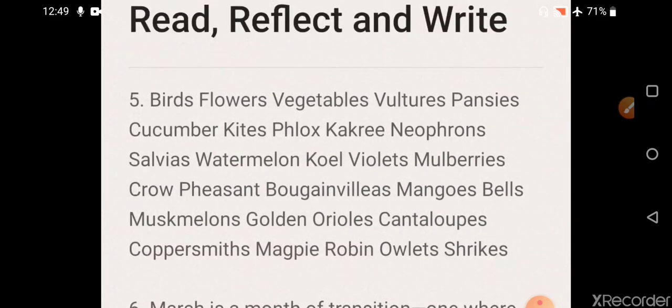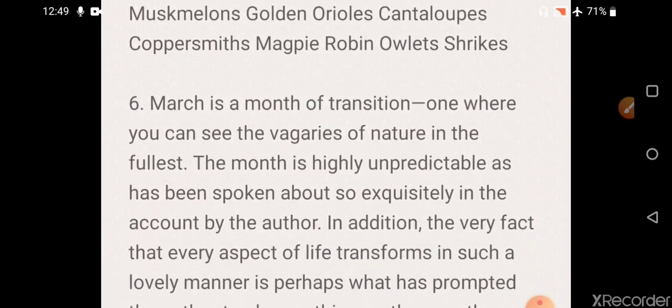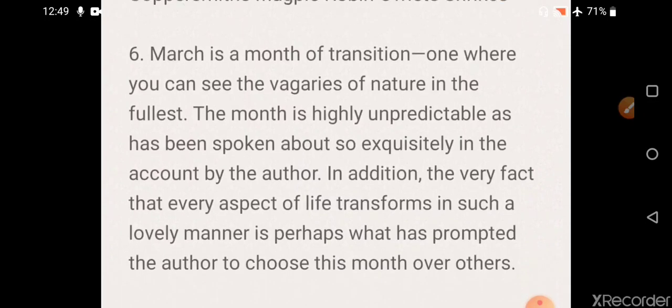These are the birds, flowers and vegetables that are found in Delhi in the month of March. Question number 6. Why do you think the narrator chose to describe the month of March and not any other month? Give reasons. So March is the month of transition, one where you can see the vagaries of nature in the fullest. The month is rather unpredictable, as has been spoken about so exquisitely in the account by the author. In addition, the very fact that every aspect of life transforms in such a lovely manner is perhaps what has prompted the author to choose this month over others.